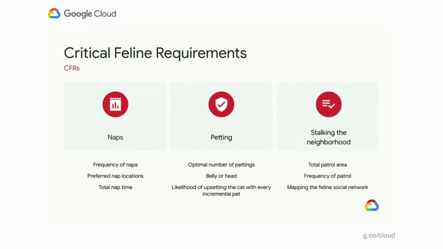And finally, the third interest of Rascal is stalking the neighborhood. So we need to know the perimeter that he's patrolling. What is his territory? A different cat right down the street has a different territory. We need to know how often he patrols it, and maybe we can even map the social network of Rascal and how he interacts with all the other cats. So these are all really critical things to know about felines.